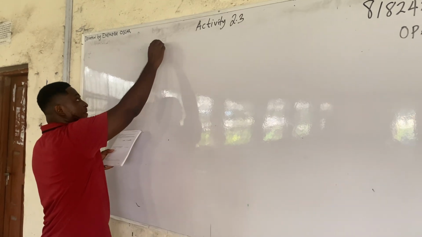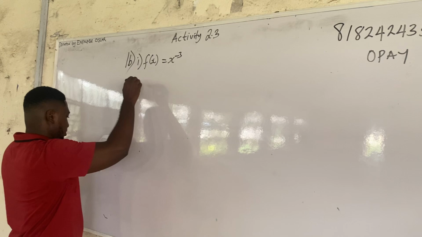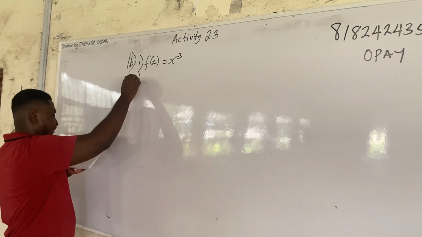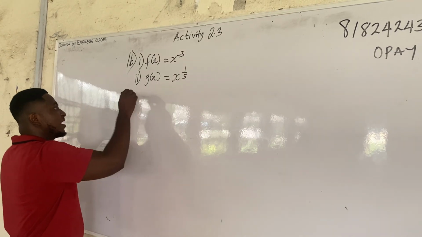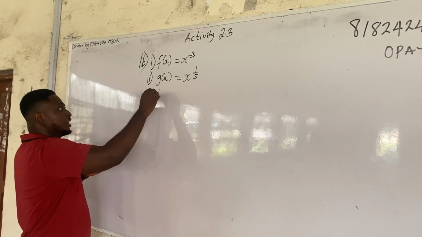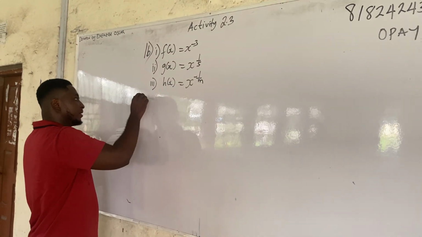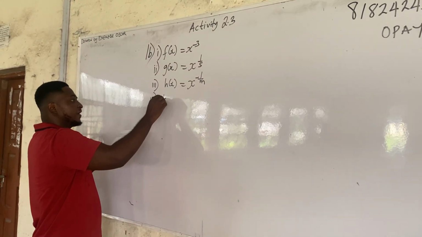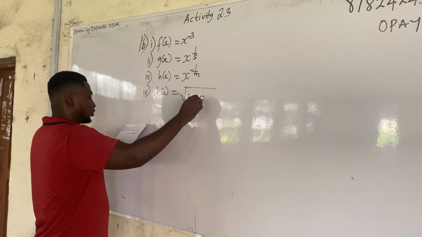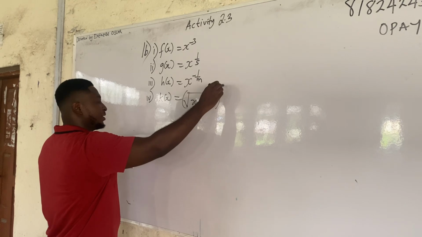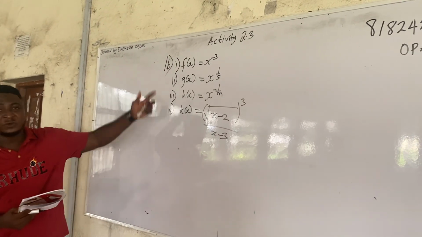We have I, f of x equals x raised to power minus 3. II, g of x equals x raised to power 1 over 5. III, h of x equals x raised to power minus 1 over m. IV, k of x equals square root x minus 2, everything raised to power 3, all over x minus 3. Class, we are asked to classify each of the following functions.